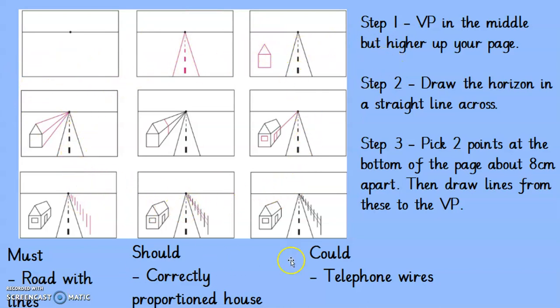So you should have a correctly proportioned house like this. You must have a road with lines going down, but you could add some telephone wires, okay? So this one's a fence. So you could either have telephone wires, you could have a fence, it's up to you. You can have a go at doing a few different ones.